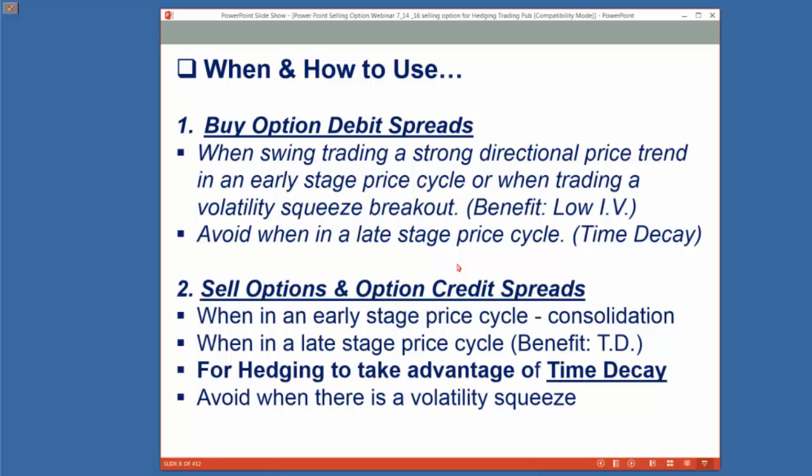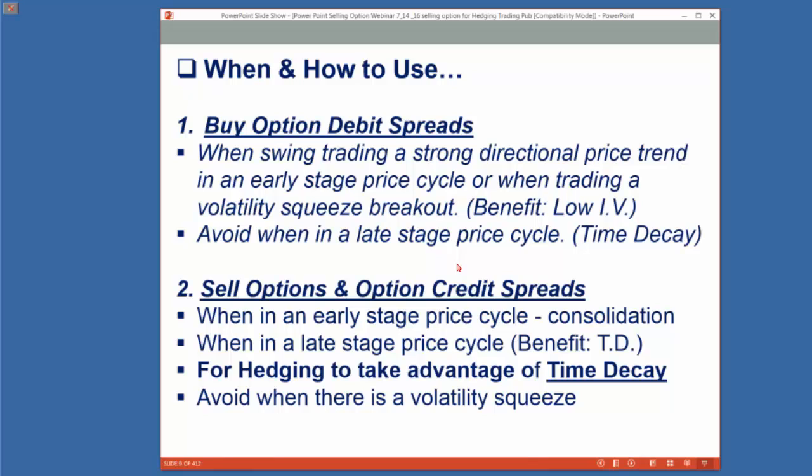Now, why and how is this done? So I like to look at a process here. In general, you want to buy option debit spreads when you have swing trades that are strong directional price trends in what I call the early stage of the cycle.